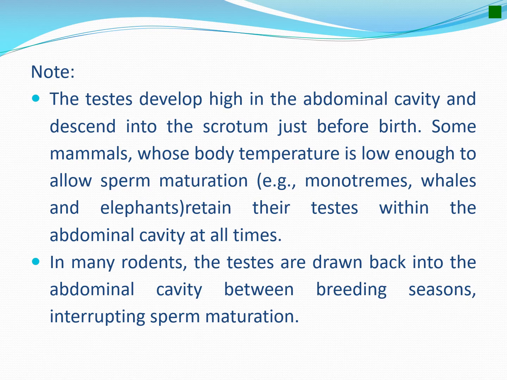Some mammals whose body temperature is low enough to allow sperm maturation, for example monotremes, whales, and elephants, retain their testes within the abdominal cavity at all times. In addition, in many rodents, the testes are drawn back into the abdominal cavity between breeding seasons, interrupting sperm maturation.